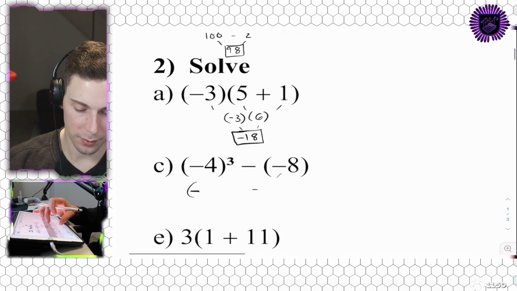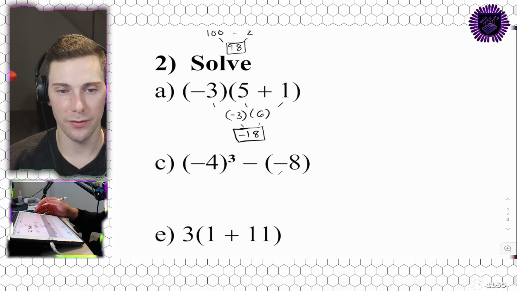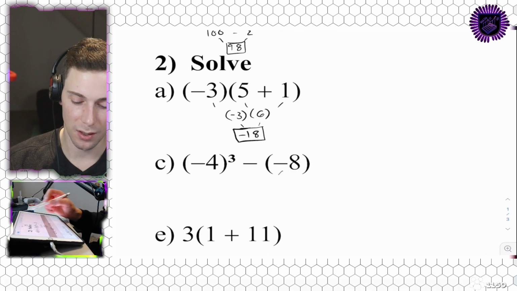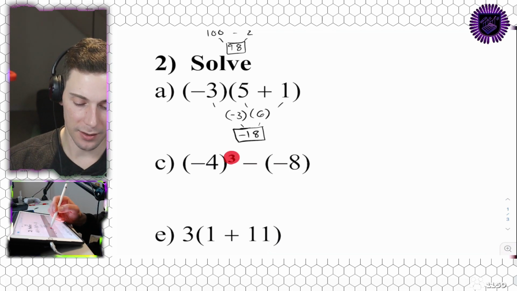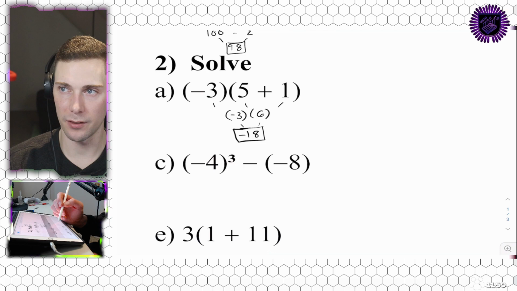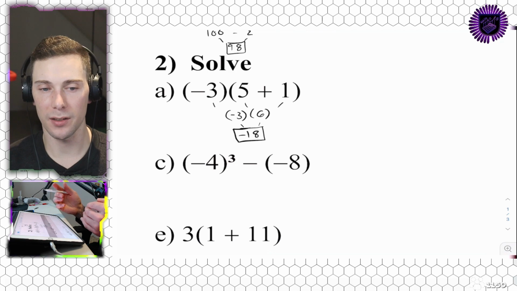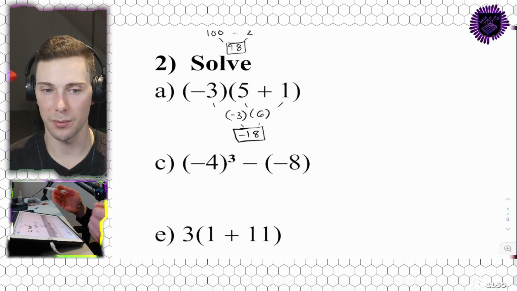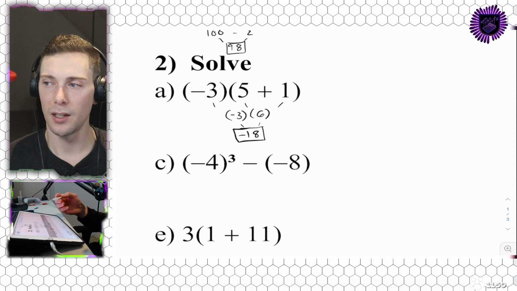Next one, negative 4 to the power of 3. Now there's an interesting rule here. If this 3 were inside the brackets, it would automatically be negative 64. But it's outside the brackets, so it's negative 4 times negative 4 times negative 4. Not just 4 times 4 times 4, and then drop the negative sign down. So it's a little bit more complicated.